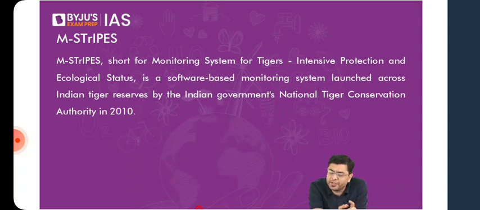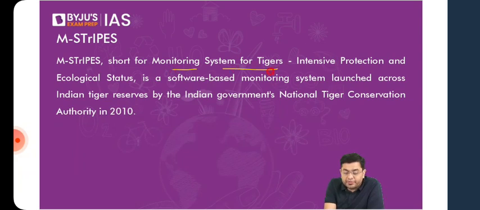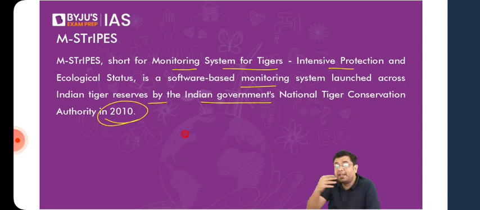From the last tiger census, around 2018 onwards, M-STrIPES has been significantly used. CAT-RAT is also one of those methodologies, the intelligent camera trapping method. Here, M-STrIPES is short for Monitoring System for Tigers, Intensive Protection and Ecological Status. It is a software-based monitoring system launched across the Indian tiger reserves by the Indian government's NTCA way back in 2010. So it has found implementation in the various census data figures.